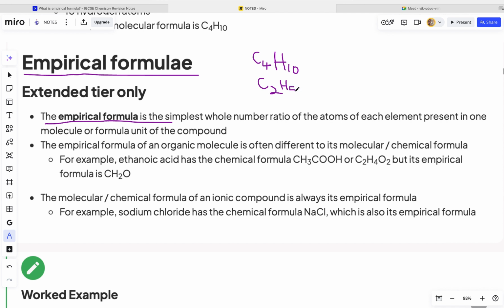It's like when they give you a fraction, they say reduce it to the simplest term. Okay, the simplest whole number ratio, not decimal. The simplest whole number ratio is called the empirical formula. If they give you any molecular formula, once you can simplify it to the simplest whole number ratio, that's called the empirical formula.